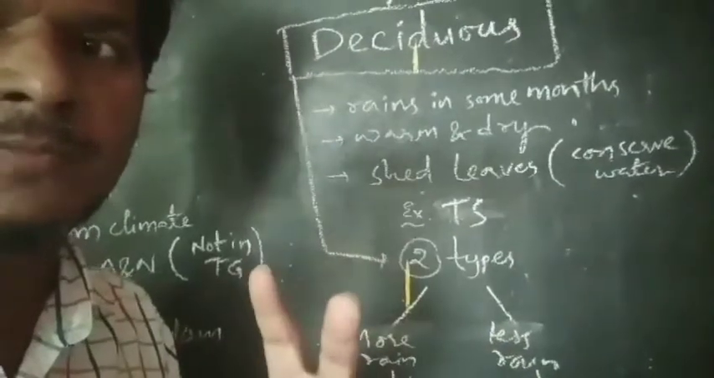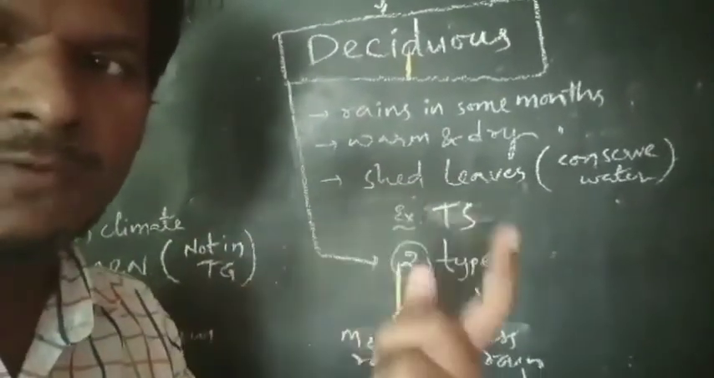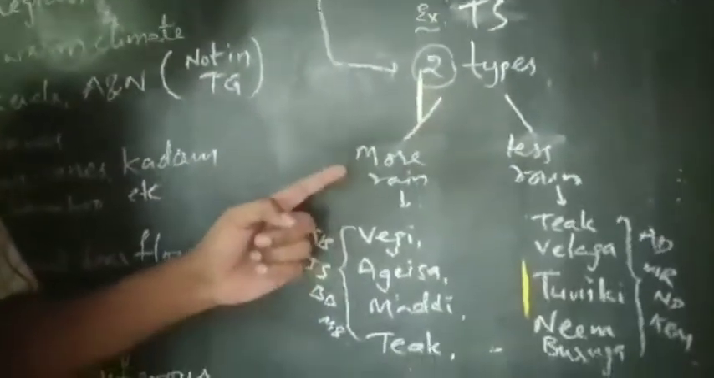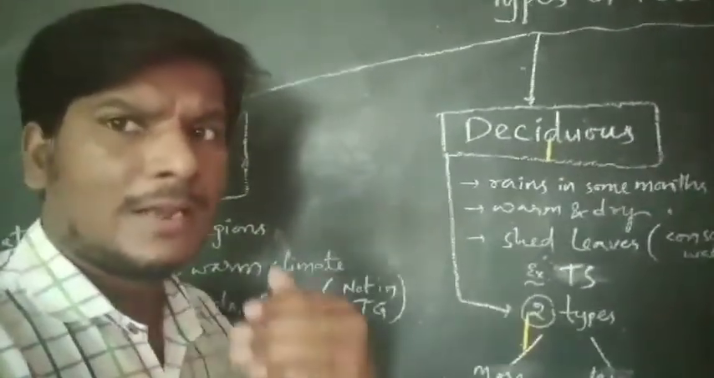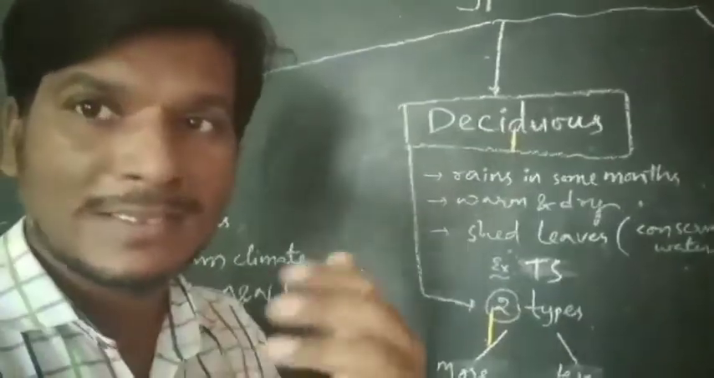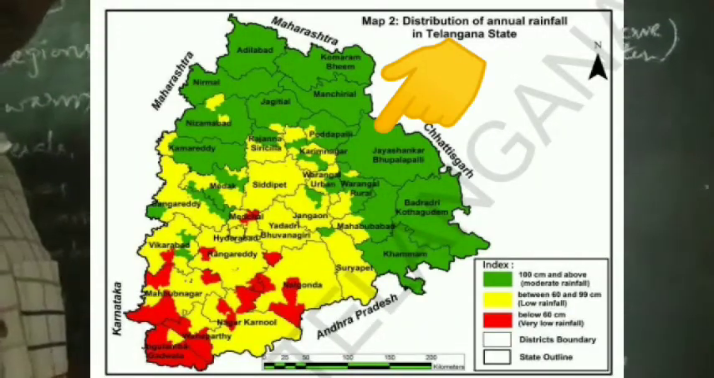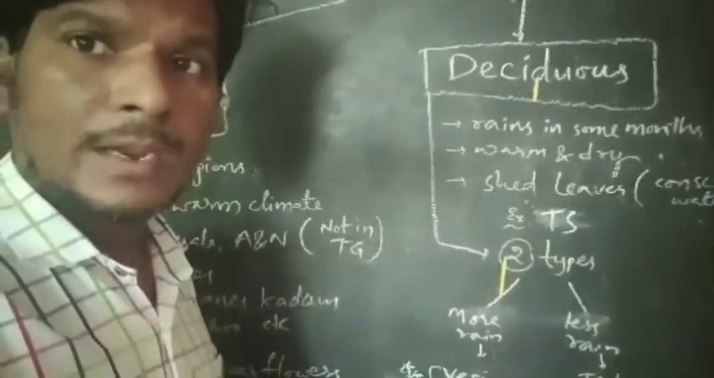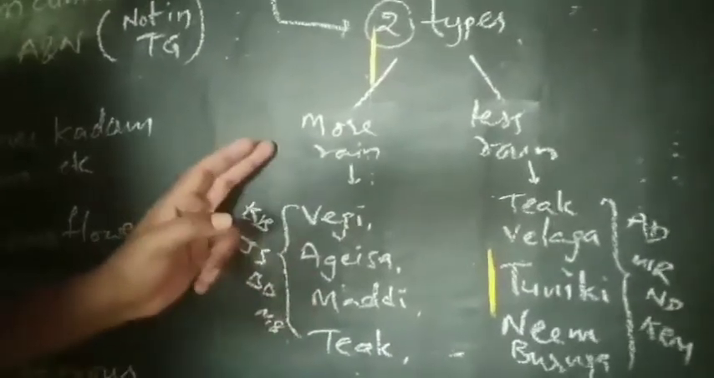Deciduous forests are of two types. In less rainfall regions the plants are different. In more rainfall regions the plants are different. First of all, the more rainfall regions in Telangana, if you observe, are mostly in the northeastern part of Telangana. In the northeast part of Telangana, if you observe, Komaram Bheem Asifabad, then Jayashankar, Bhadradri Kothagudem, and Mahabubnagar are more rainfall regions.